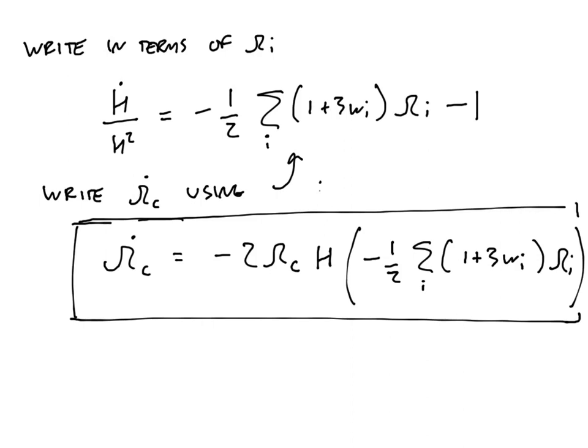Okay, so that looks pretty good. We're not completely done yet. We can still do one more thing. We know what the w_i's are for every type of stress energy, for matter, radiation, and vacuum. So let's plug in those values.